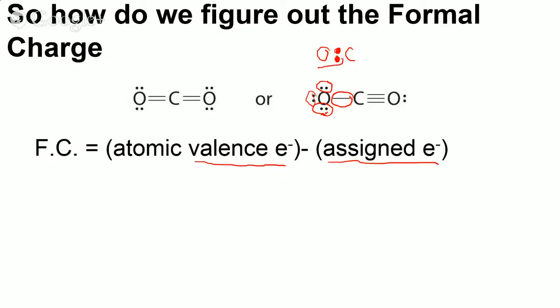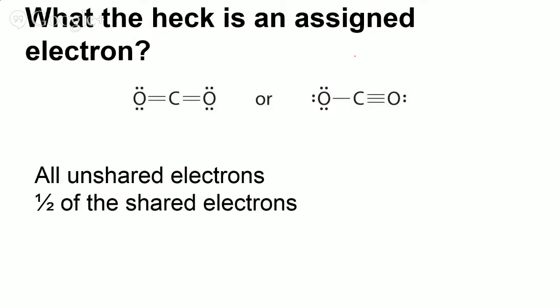So oxygen would get this one, and the other one would be part of carbon. Say you're getting pizza with a friend, and you ask what kind of pizza you want. I want pepperoni. You'd say, well, I don't like pepperoni, I want a plain one. You go, all right, we'll get 2 pies and split them. I can have half of your pepperoni, you could have half of my cheese, and we'll all be happy. So we take all of the unshared electrons, and then half of the bonding electrons are also assigned to that atom. So an assigned electron is all the unshared electrons and half of the shared electrons.